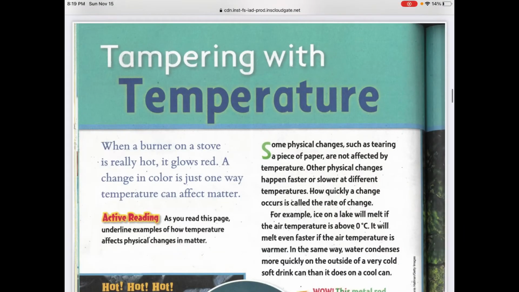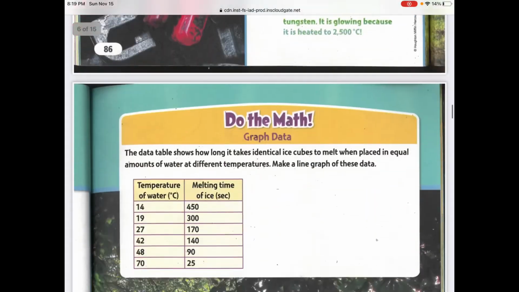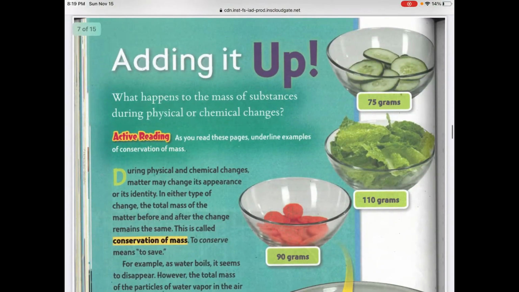Okay, so we're going to be reading about something called conservation of mass. So let's go ahead and start by reading this article together, "Adding It Up." You can see there's a picture of some salad ingredients, and then we're going to be talking about what happens when you put those ingredients together, what happens to the mass. What happens to the mass of substances during physical or chemical changes?